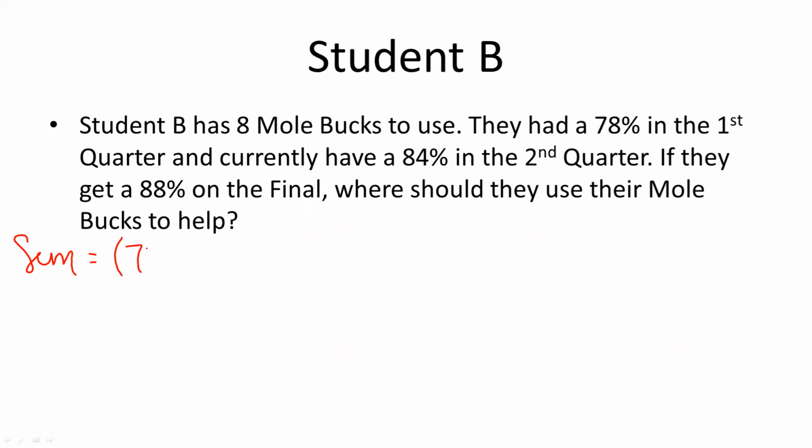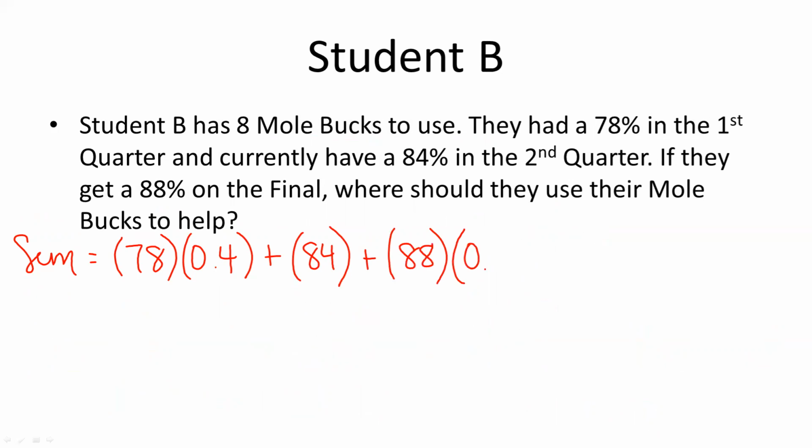So they had a 78 for the first quarter, and they have an 84 for the second quarter, and they got an 88 on the final. Nice job, I hope they didn't cheat. Oops, I forgot the point 4. Sorry, there. So let's figure out what their semester grade is going to be.